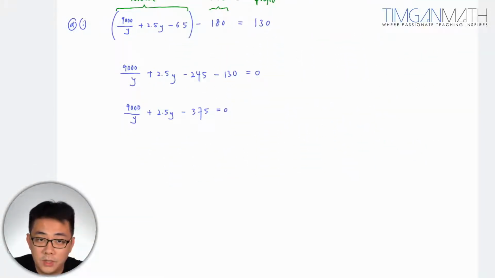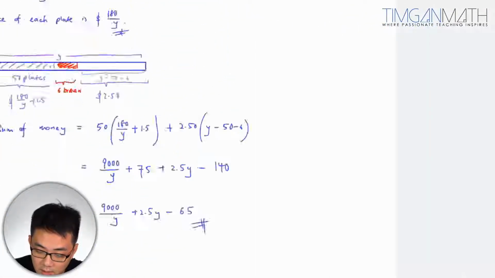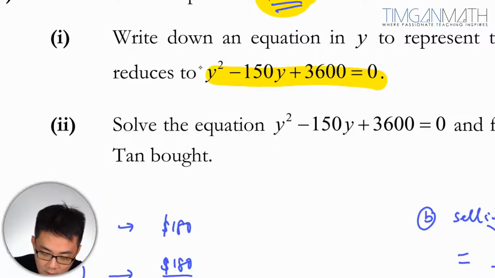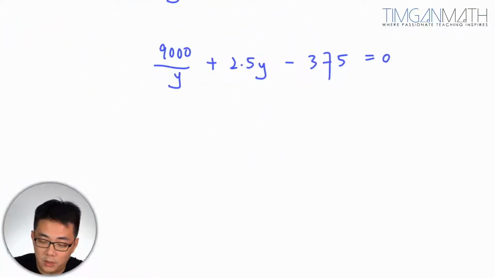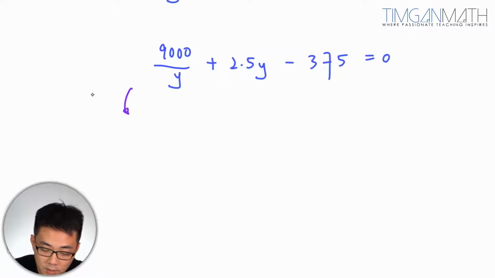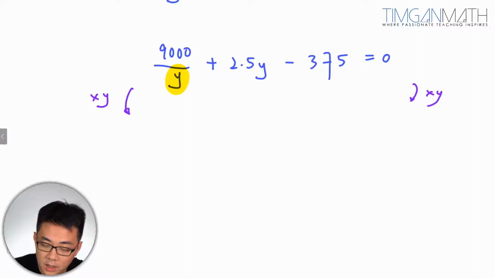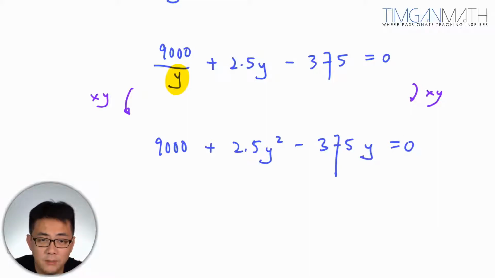After which we just simplify this. Look at this carefully: the coefficient of y squared should be 1. So whatever we do, make sure we get a coefficient of 1 in front of y squared. We multiply both sides by y, because there's a y here and I'll get rid of it. So this is 9,000 plus 2.5y squared minus 375y, each term multiplied by y.